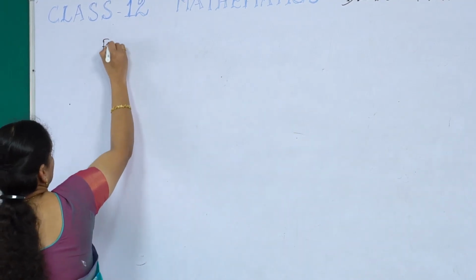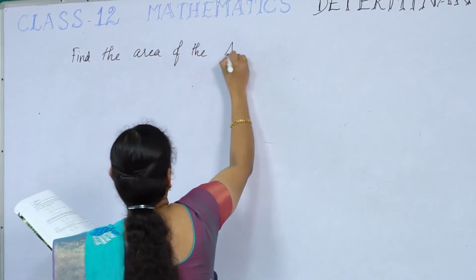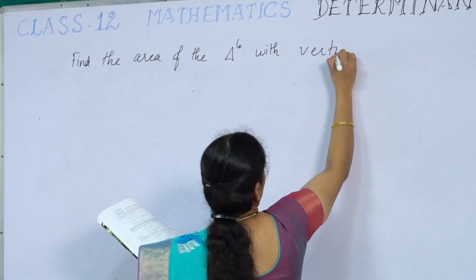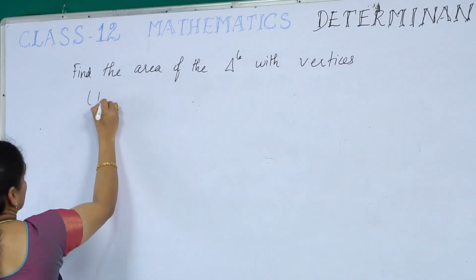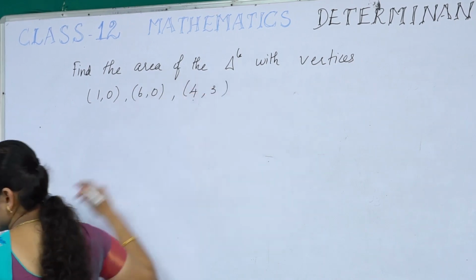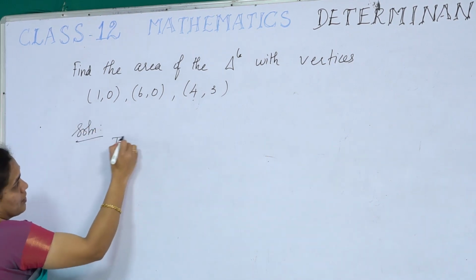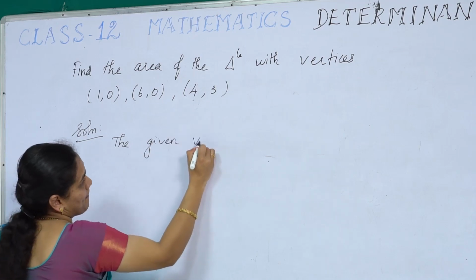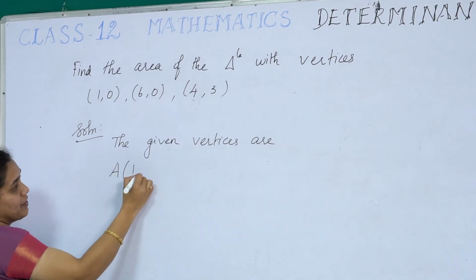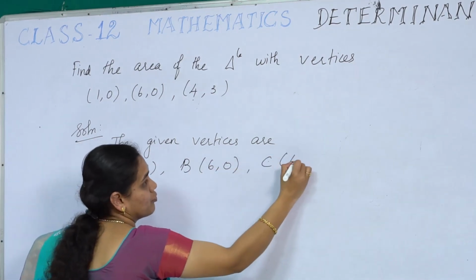Find the area of the triangle with vertices 1, 0, 6, 0 and 4, 3. These are the 3 vertices of the triangle. The given vertices are, let us name it ABC: A (1, 0), B (6, 0) and C (4, 3).